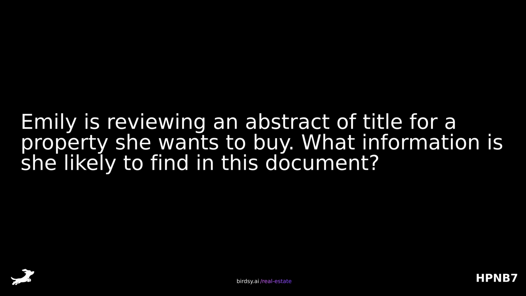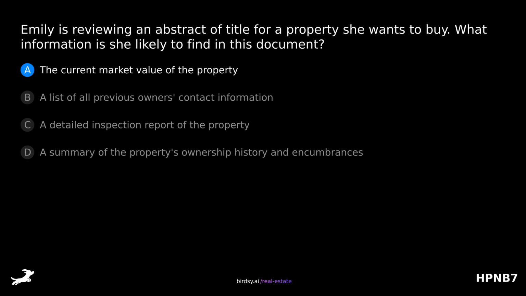Emily is reviewing an abstract of title for a property she wants to buy. What information is she likely to find in this document? Is it A. the current market value of the property, B. a list of all previous owners' contact information, C. a detailed inspection report of the property, or D. a summary of the property's ownership history and encumbrances?